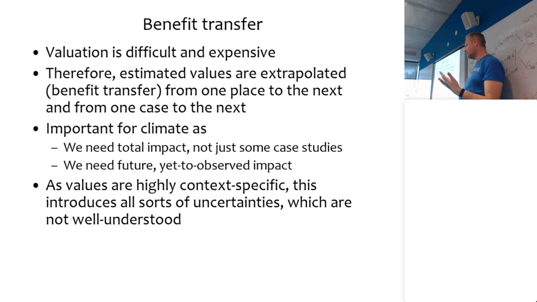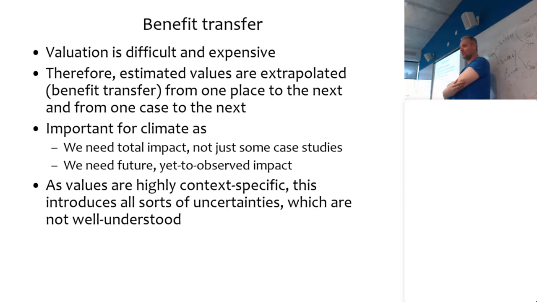But that is not what we want for climate change, right? What we want is the value of everything, because, as I argued before, climate change will affect essentially everything. So we need to know the value of all species and of all nature reserves, and we need to know the value of all health impacts. And therefore we need to extrapolate from what we know to the things we want to know.